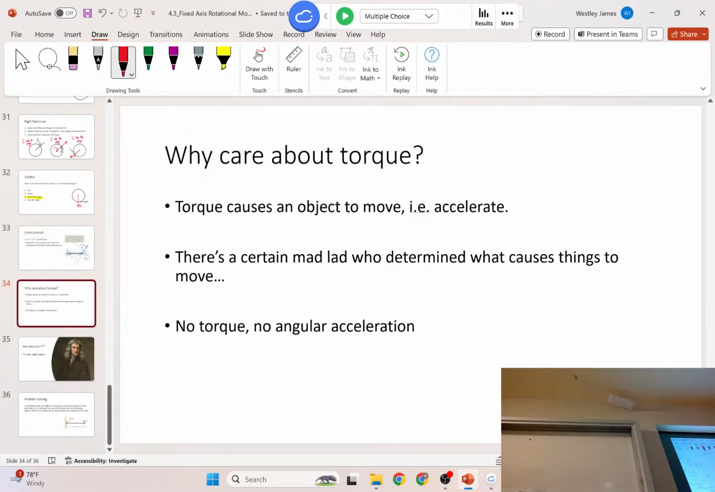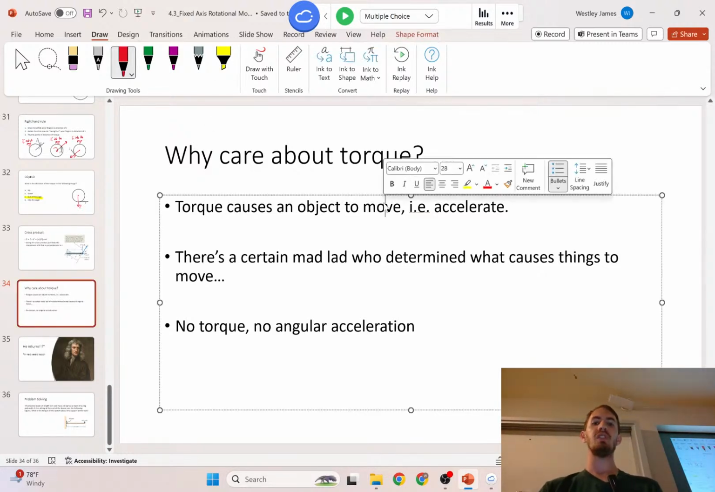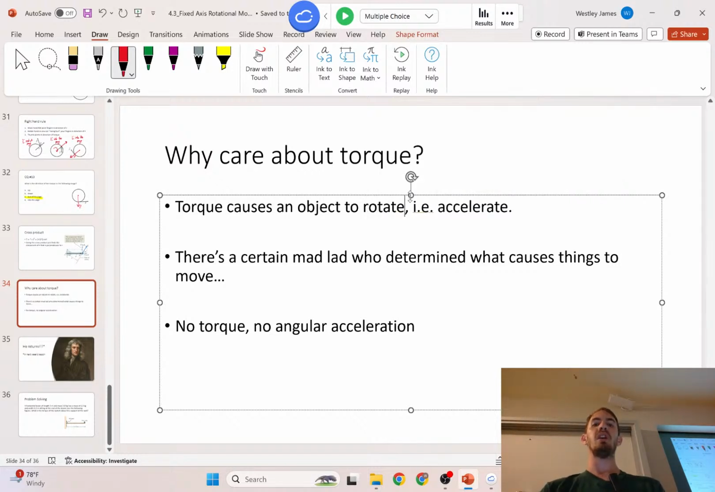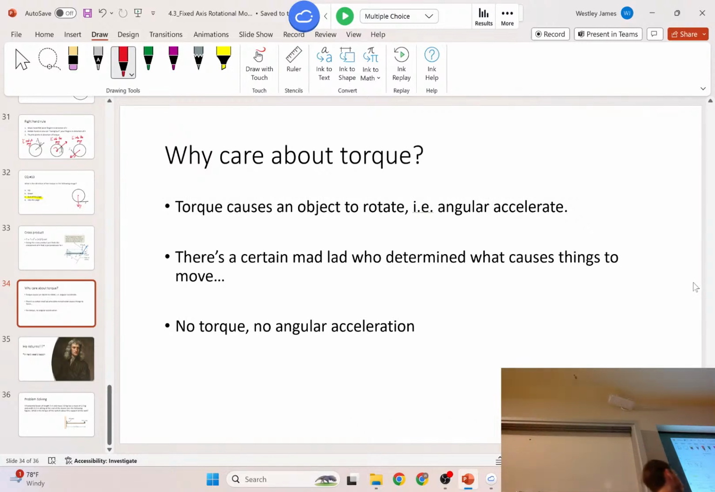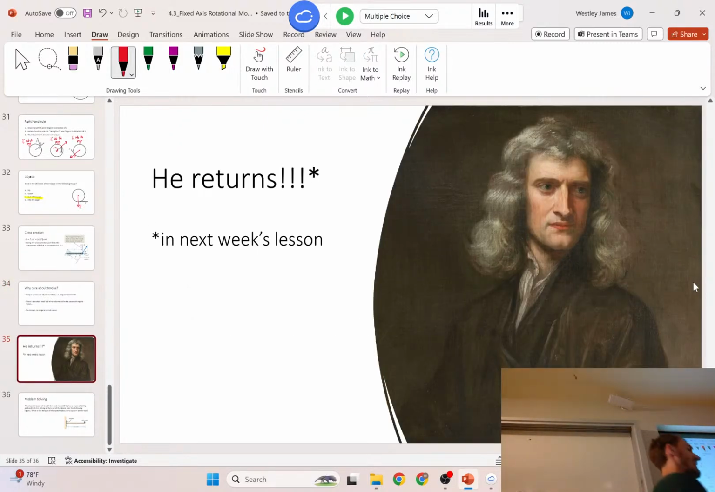Why do we care? I've already mentioned this. Torque causes an object to, and this word move is not good enough, rotate, i.e. angular acceleration. And yeah, remember y'all, we already talked about a guy that figured out why things accelerate. There he is. What a guy. Look at all the things this guy did for us. Not only describing linear motion, but also angular motion. He did so many things. This guy, again, they call him the father of physics because so many things he did are like the base level stuff that we work with.